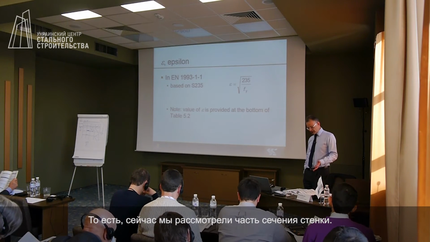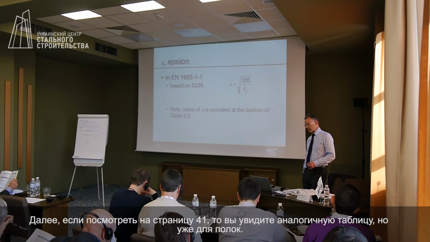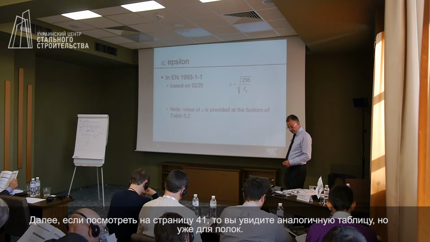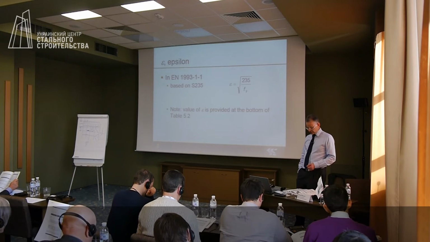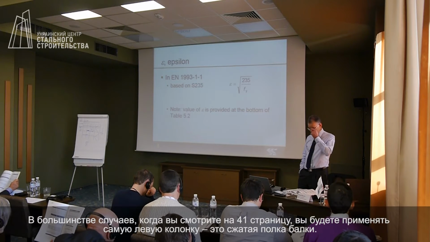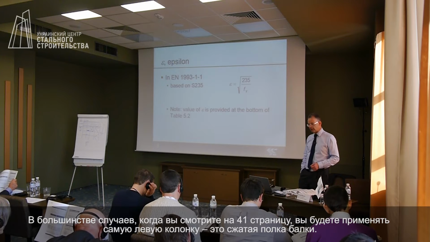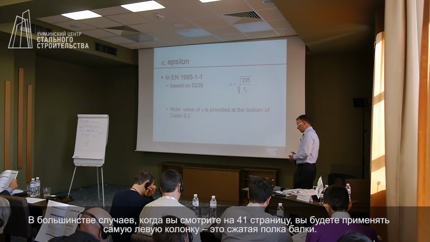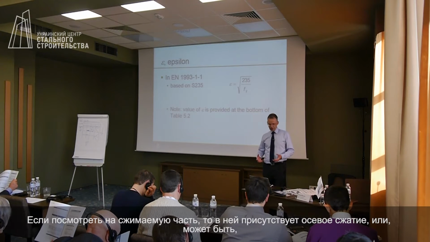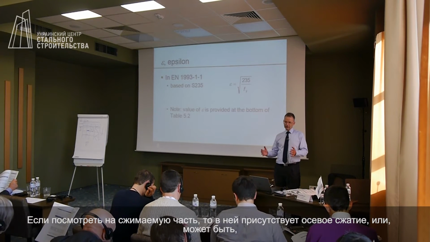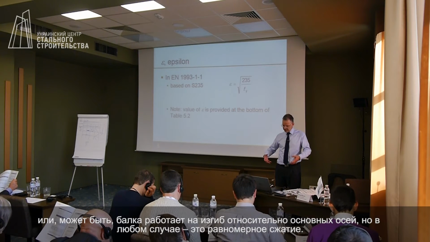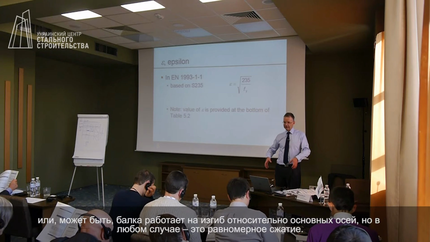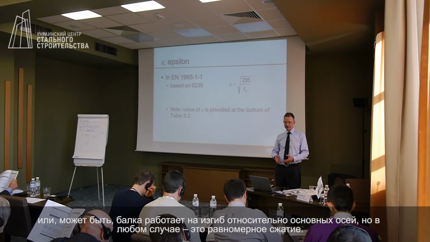So generally we would think about the webs, and then perhaps if you look at page 41, we would also think about the flanges. Most of the time, when you look at page 41, we will be in the left-hand column. That's a drawing of the compression flange of a beam, and it feels compression maybe because it's got axial compression, or maybe because it's a beam subject to major axis bending. Either way, the compression flange feels uniform compression.